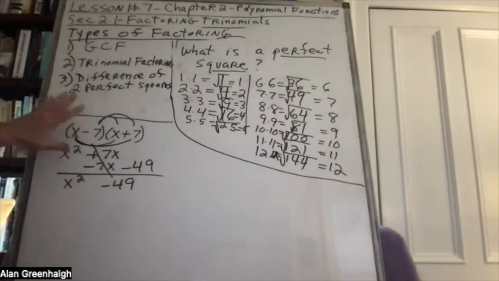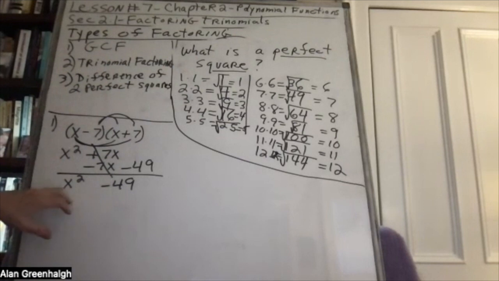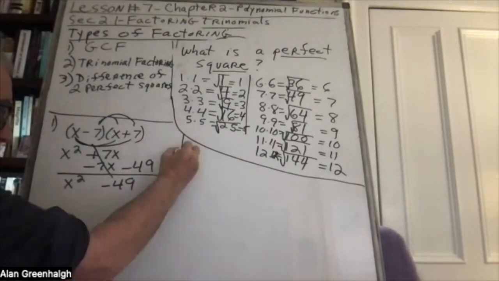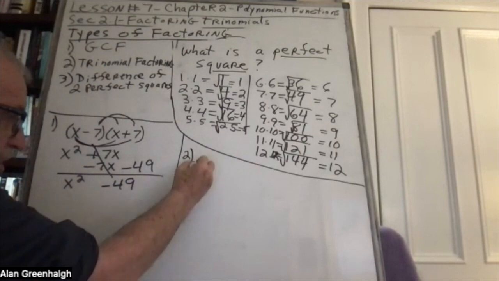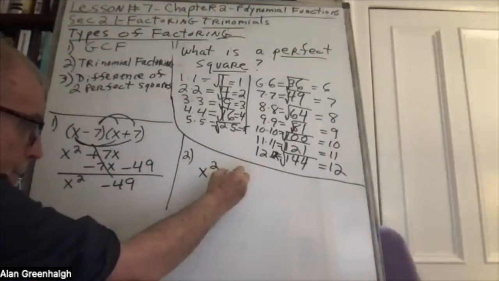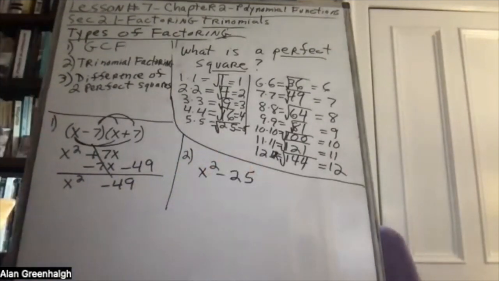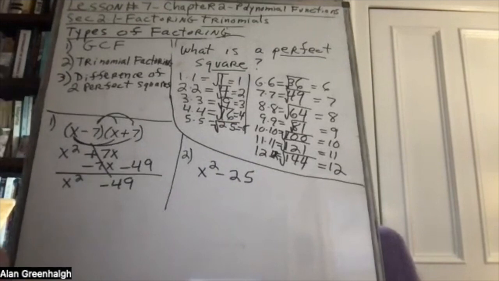And in order for that to be a difference of two perfect squares, both of the terms have to be a perfect square, and it has to be a minus in the middle. For example, this is a difference of two perfect squares. What are the factors of x squared minus 25? Write it down. Somebody tell us.